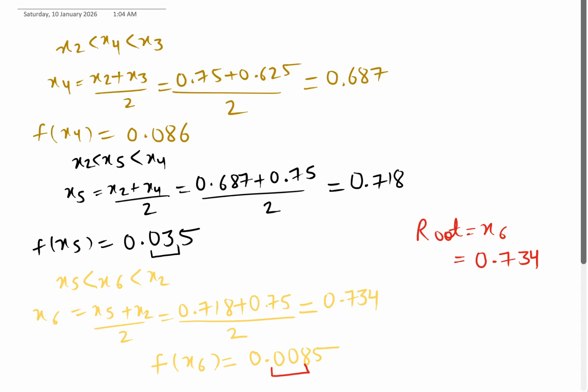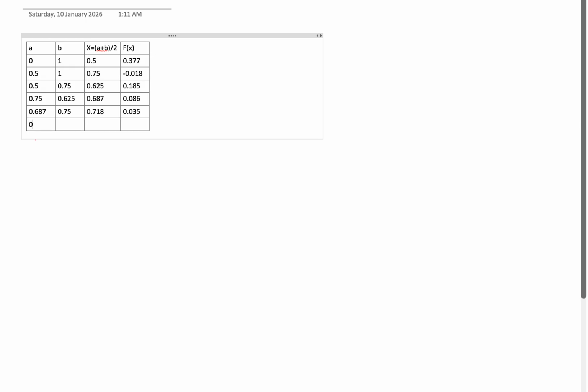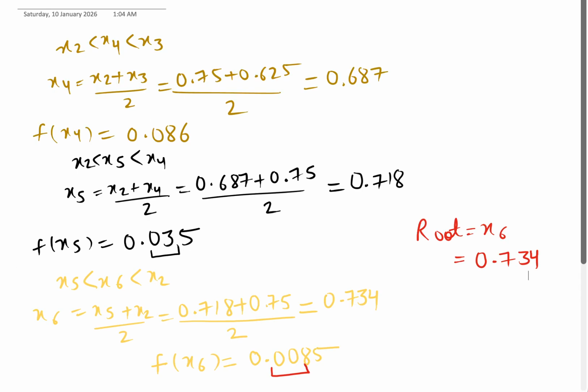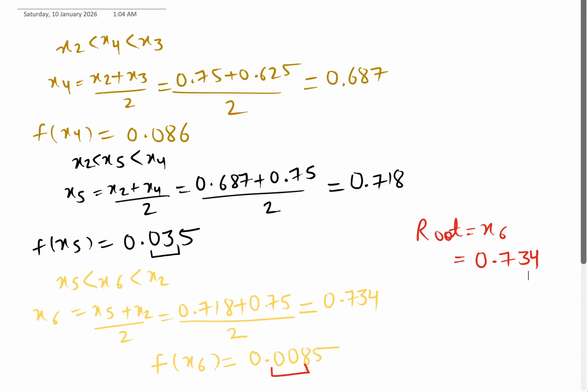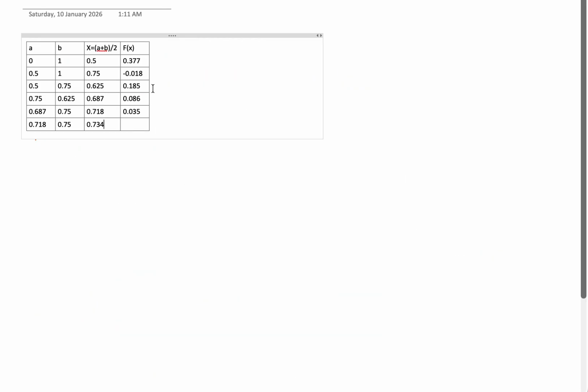Then 0.718, 0.75, and 0.734. The answer is 0.085. So you can make one more column here if you want, like the iteration.